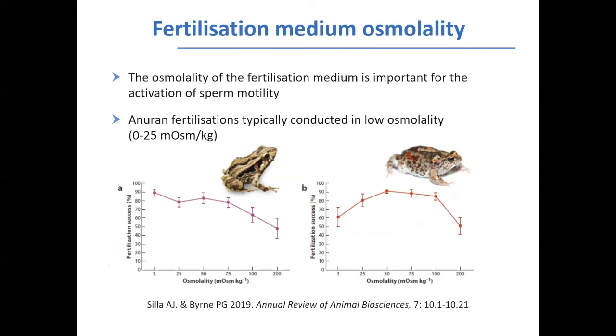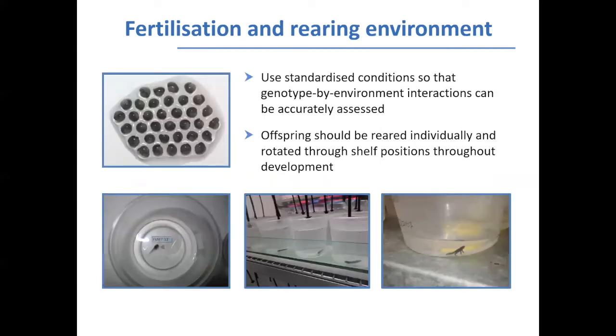It is important to note, however, that research suggests that fertilization success in terrestrial breeding species is optimized in media of slightly higher osmolalities. Therefore, the natural fertilization ecologies of your targeted species should be considered. And when possible, fertilization curves should be first established to determine the optimal medium osmolality at which to conduct your artificial fertilizations.